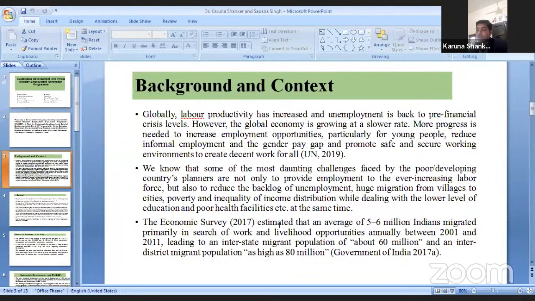One more important study quoted is the Indian Economic Survey 2017, which estimates that an average of 6 million Indians migrated annually, primarily in search of work and livelihood opportunities, between 2001 and 2011. This led to an interstate migrant population of about 16 million and an inter-district migrant population as high as 18 million, as per the Government of India's Economic Survey.